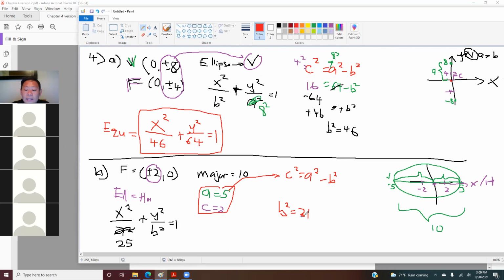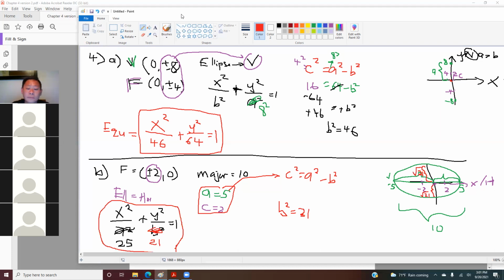So if you take the square root, b is this length, from the center up to the minor axis. This is the square root of 21, which on your calculator is 4 point something. But since they don't want us to draw, they want us to figure out the equation. We found b squared is 21. So this is your equation. This is your answer.